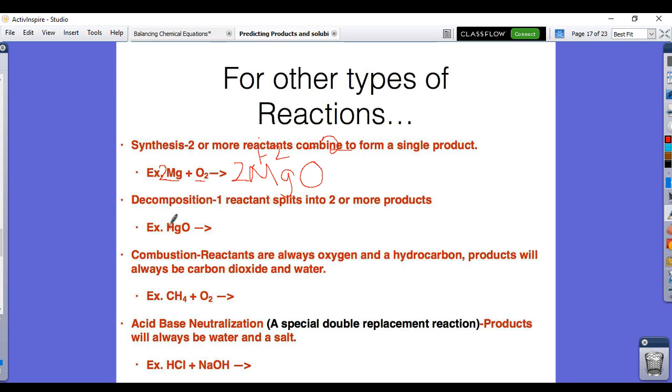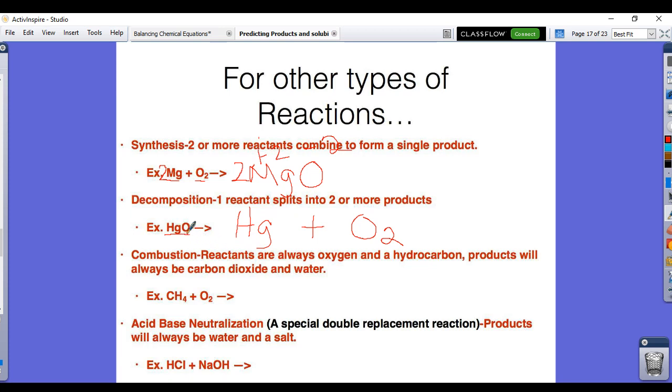All right, here we have decomposition, which we know means breaking apart. So here's our compound. So we're going to break apart the mercury, Hg, plus oxygen, and we can't leave oxygen as O because it's a diatomic, so we always put a 2 by the oxygen. Hg is not a diatomic, so we don't do that. So now we can balance.